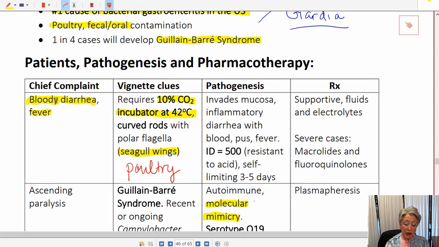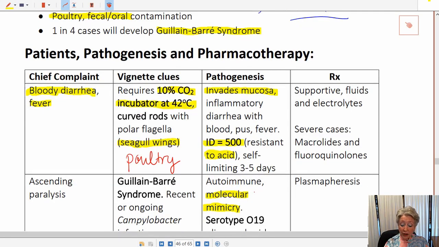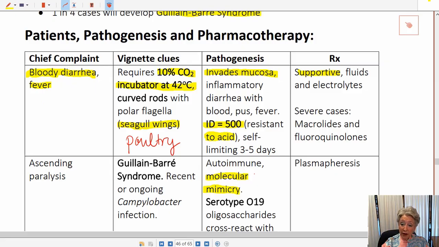Shouldn't surprise you, as a bloody diarrhea, it is an invader of the mucosa. It has a low infectious dose, 500 organisms required to make you sick. So unlike cholera, this means this one is resistant to acid. It's generally a self-limiting problem in 3 to 5 days. So I personally would recommend simply supportive care, fluids, etc. But very severe cases can be susceptible to macrolides and fluoroquinolones.